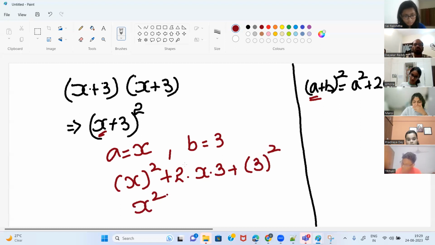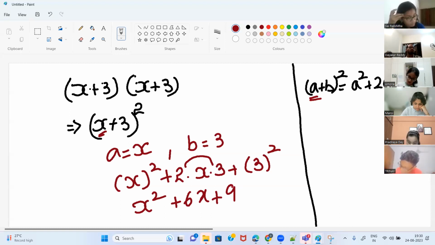X square, 2 3s are 6, x plus 3 square is 9. Please copy. Amit, are you able to understand? Yes, sir. Why are you muting? Don't mute. Please copy, children. Okay, sir. Varshini, did you understand? Yes, sir.